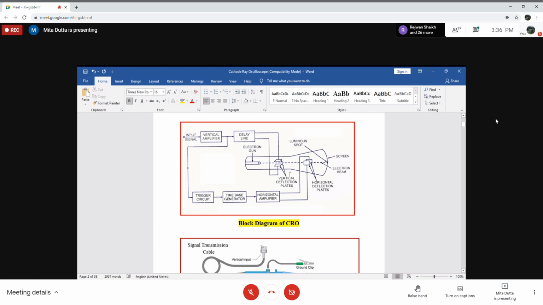So the deflection of the electron beam in the vertical direction is due to the voltage applied to the vertical deflecting plates, and the deflection of the beam in the horizontal direction is due to the voltage applied to the horizontal deflecting plates. In this way, if the beam scribes the same path again and again, we get a steady display of the input signal on the scope screen.